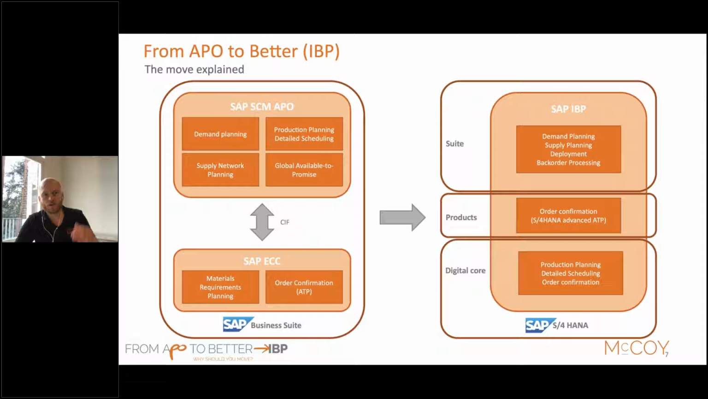If you then take a look at the move from APO to IBP, on the left side we have drawn the supply chain as it was in APO. It was an on-premise system. Within APO, you had different kinds of modules, like, for example, the demand planning module, the production planning module, supply network calculation, and available to promise.